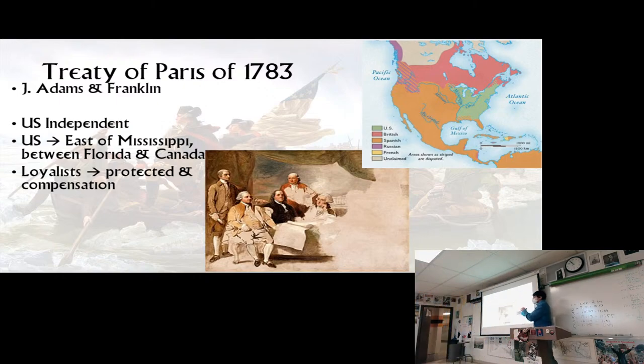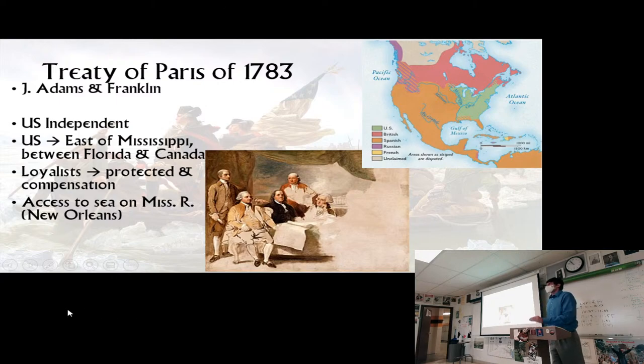Now there's some more things like fishing rights and rights of the Great Lakes. But the one we really have to get is this, access to the sea. The Mississippi River must be open because even though they got land to the Mississippi River, Spain still had New Orleans right here. There's no way the United States could keep this land if they didn't have access to the sea. The Appalachian Mountains was a barrier they couldn't get over with any supplies or goods.